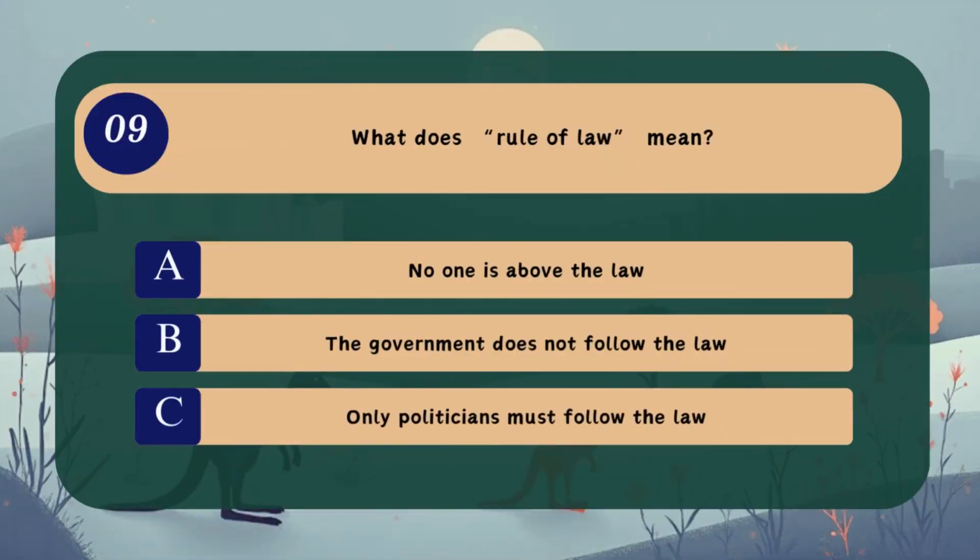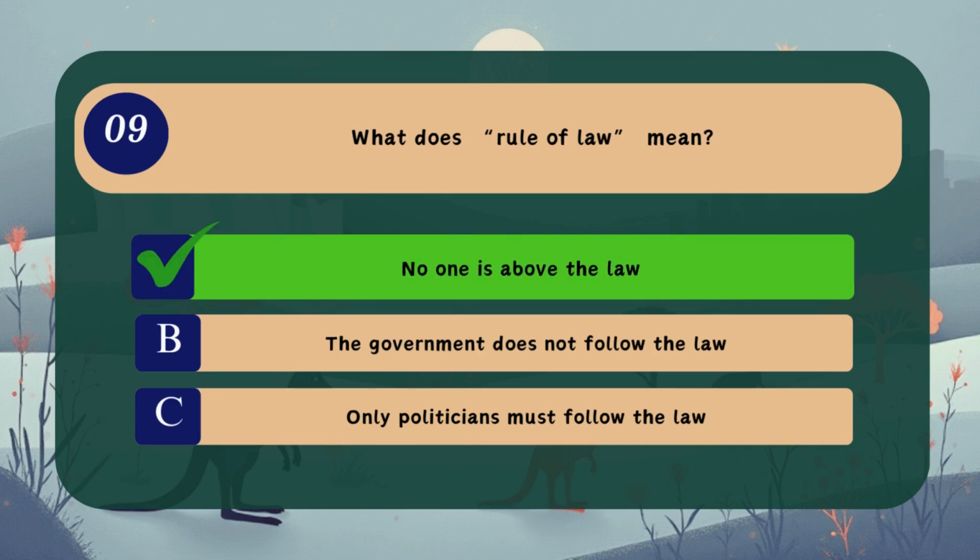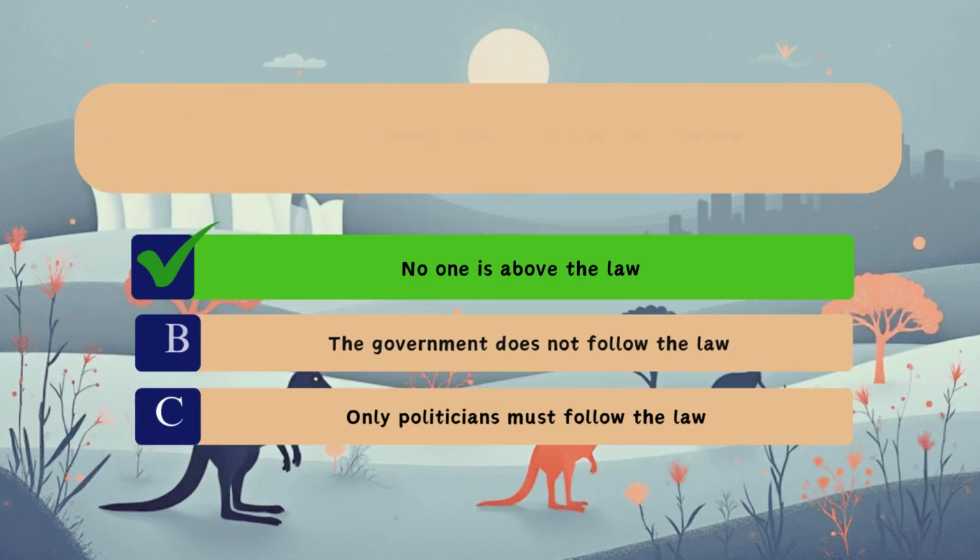Question 9. What does rule of law mean? A. No one is above the law. B. The government does not follow the law. C. Only politicians must follow the law. Correct answer: A. No one is above the law.